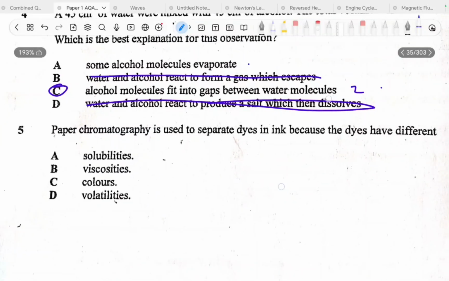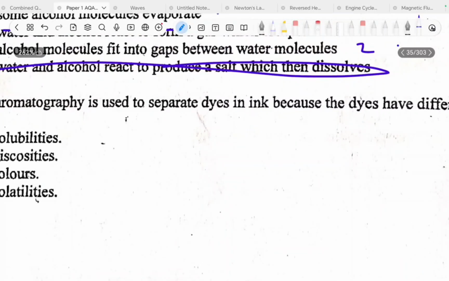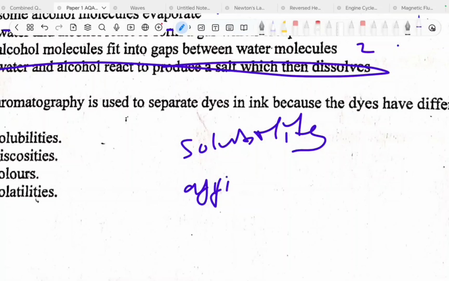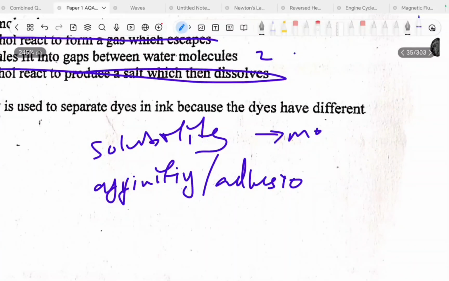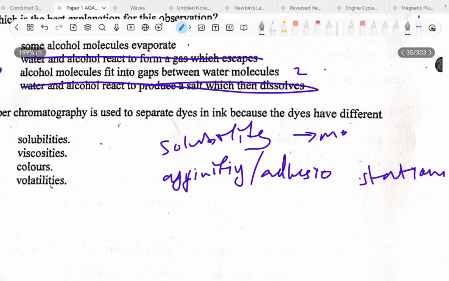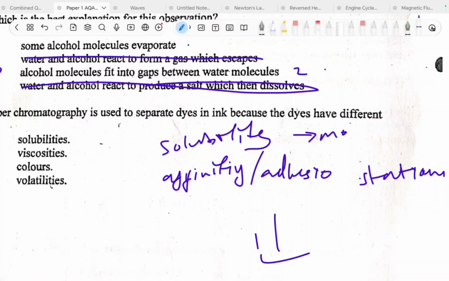Question 5. Paper chromatography is used to separate dyes in ink because the dyes are different. Okay, so chromatography is separating things due to two properties: the solubility and the affinity or adhesion. So this is the solubility to the mobile phase, and the adhesion or affinity to the stationary phase. Stationary phase being the paper, and mobile phase being the solvent.